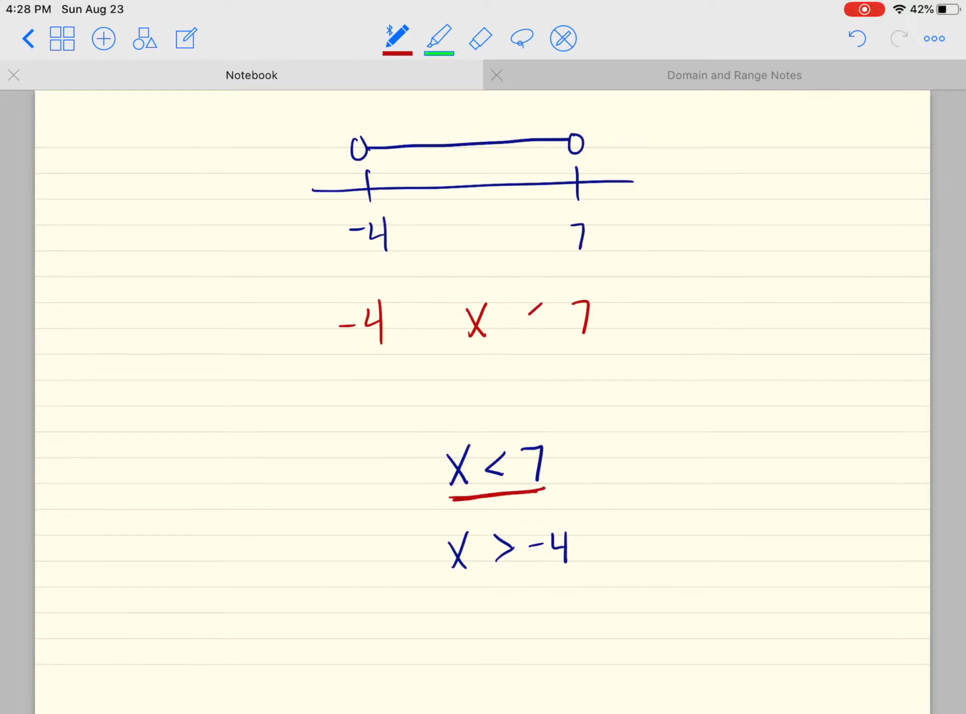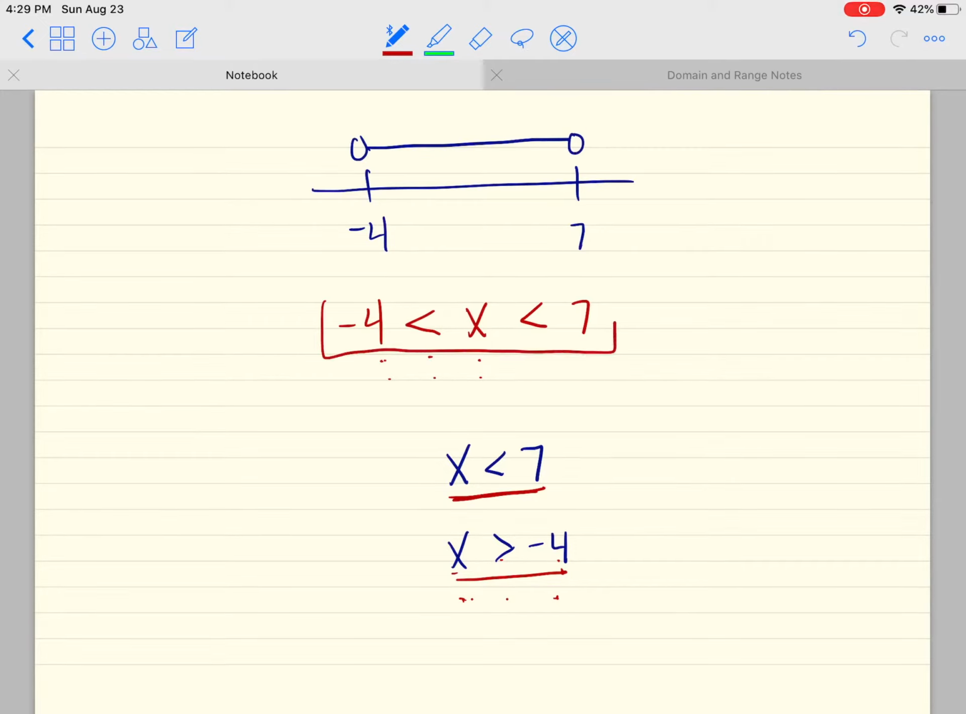We want these x's to be less than 7, and then we also want them to be greater than negative 4. But notice here the x and the negative 4 are not in the same place as they are here, so we're going to flip this inequality. To say that x is greater than negative 4 is the same thing as saying negative 4 is less than x. So we need a less than symbol here. Negative 4 is less than x means x is greater than negative 4.